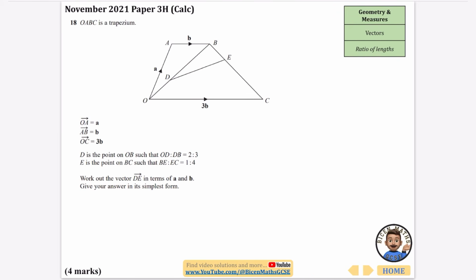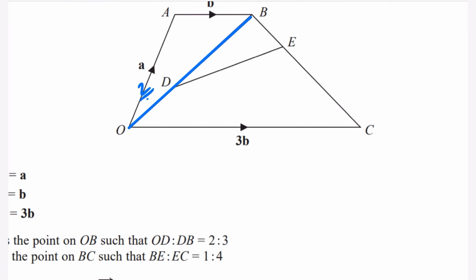Now this one isn't so bad actually, so let's just dive in and see how this works. It's not so bad because they give us a lot of ratios, so it has similar vibes to the previous one. It doesn't even need us to do any proving, it just wants us to work out this vector DE. All of the information is on the diagram already, and it says that D is the point on OB such that OD to DB is 2 to 3. Well, that means on this line, the fractions are going to be 2/5 and 3/5. So this is going to be a 2/5 section, and this is going to be a 3/5 section.